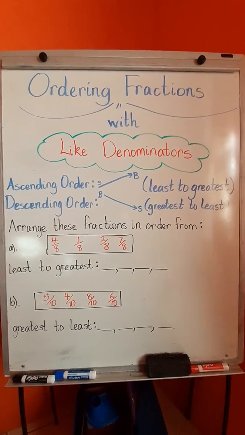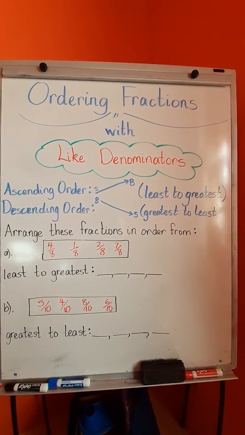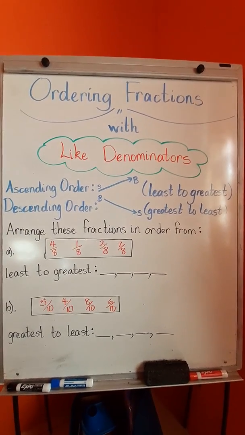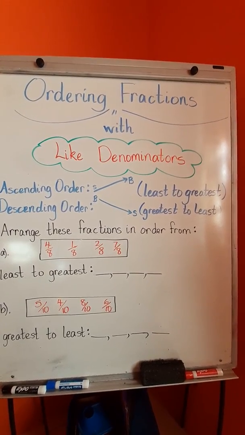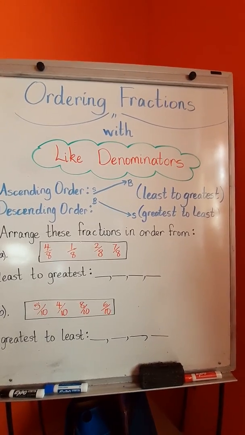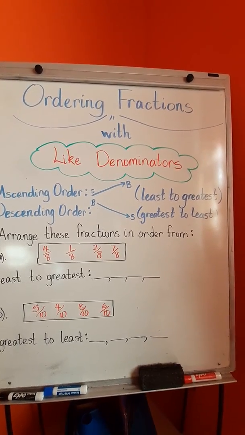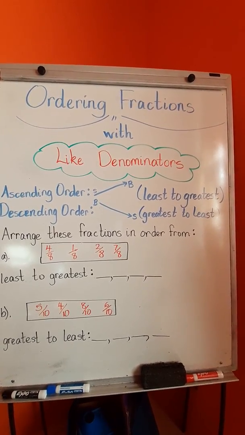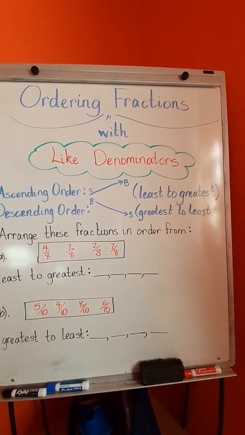Today's video is on ordering fractions with like denominators. Denominators are the bottom numbers of your fractions. So we are focusing on fractions that have the same bottom number. When we are ordering numbers or amounts, we go in ascending order or in descending order.